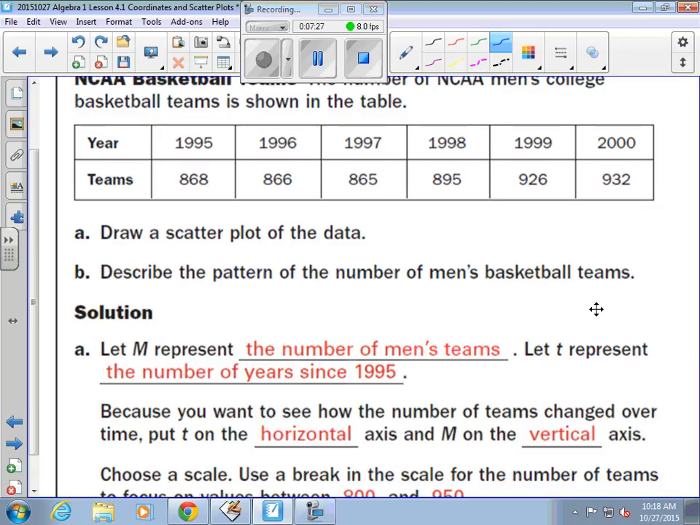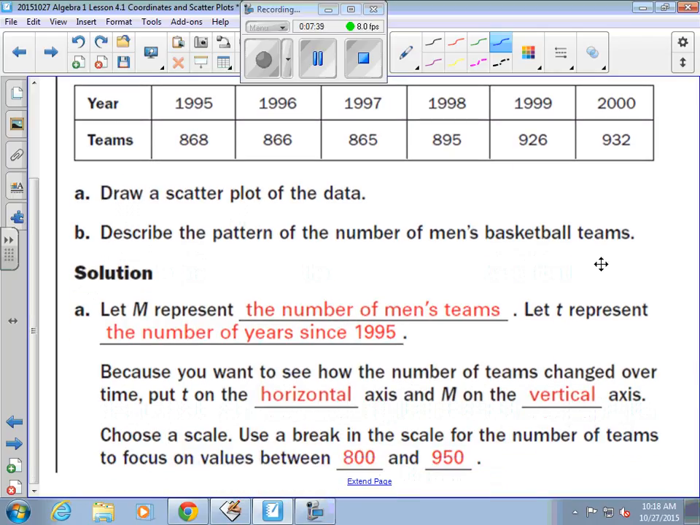It says because you want to see how the number of teams changed over time, put T, time, on the horizontal axis and M on the vertical axis. Then it says choose a scale. Use a break. Here's a term right here, break, in the scale for the number of teams to focus between the numbers 800 and 950.